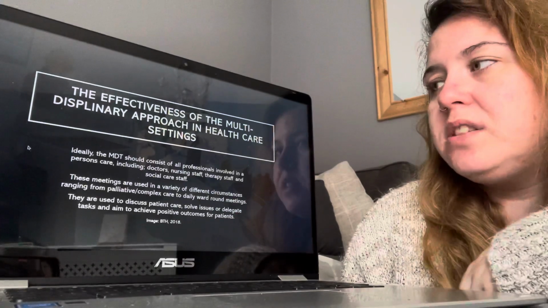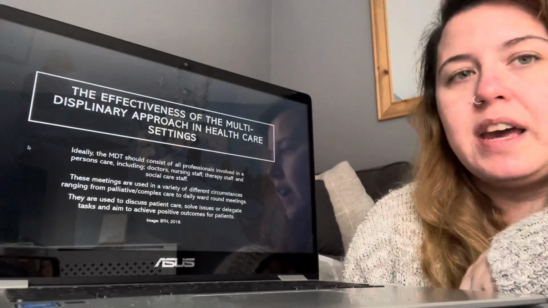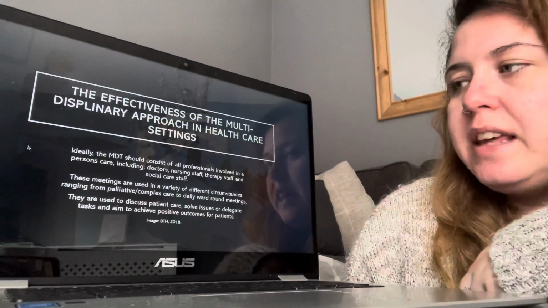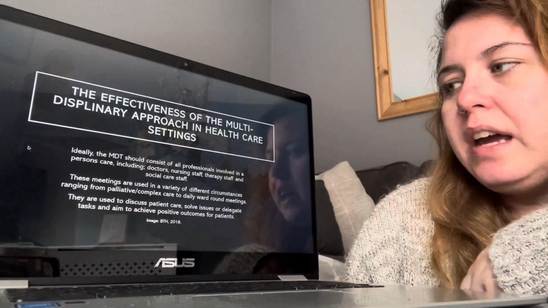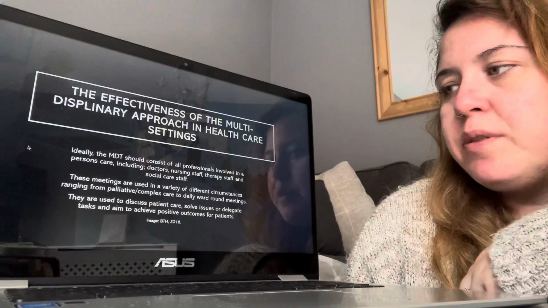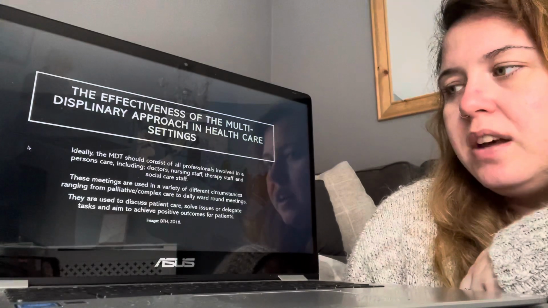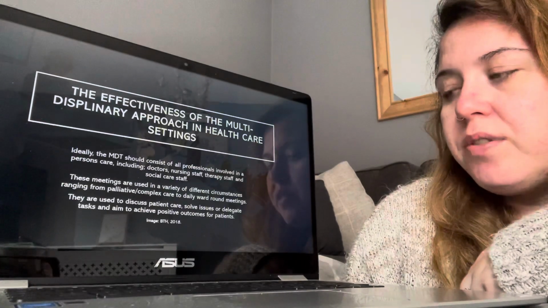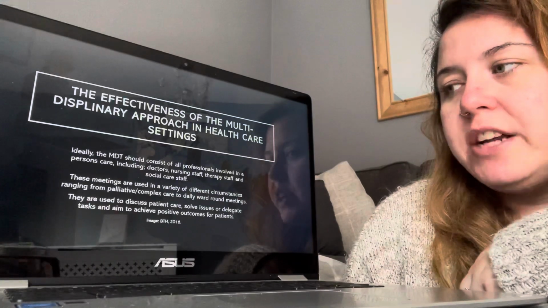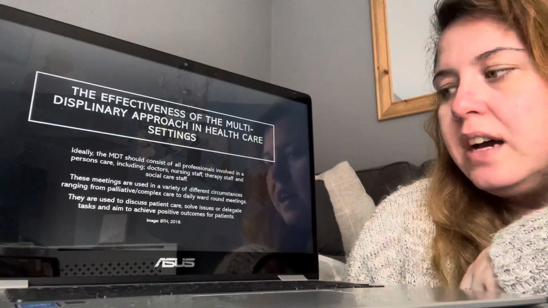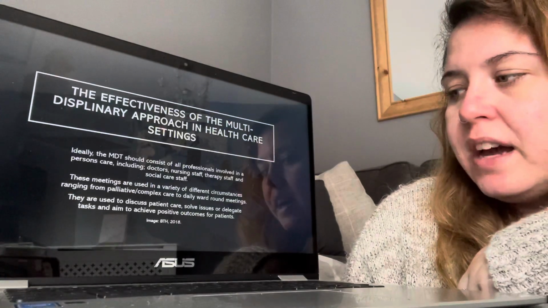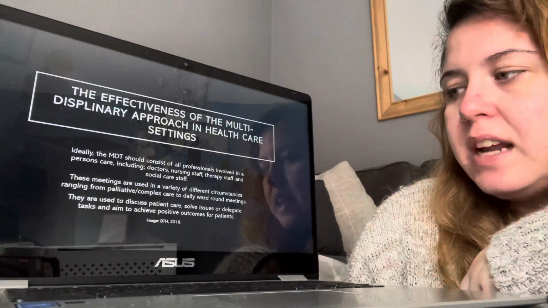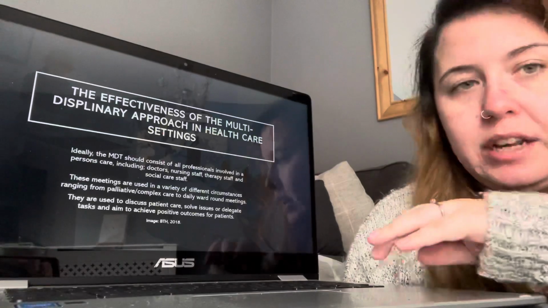So, the effectiveness of the multidisciplinary approach in healthcare settings. Ideally, the MDT should consist of all professionals involved in a person's care, including doctors, nursing staff, therapy staff and social care staff. These meetings are used in a variety of different circumstances, ranging from palliative to complex care to daily ward round meetings. They're used to discuss patient care, solve issues or delegate tasks and aim to achieve positive outcomes for patients.